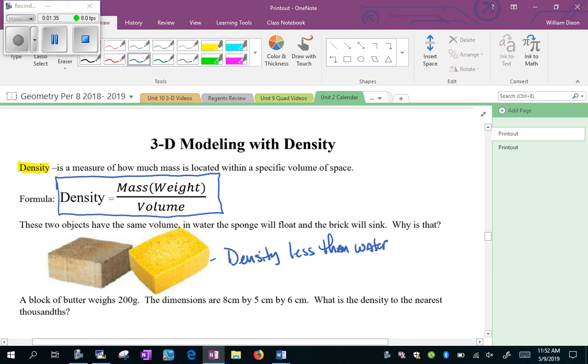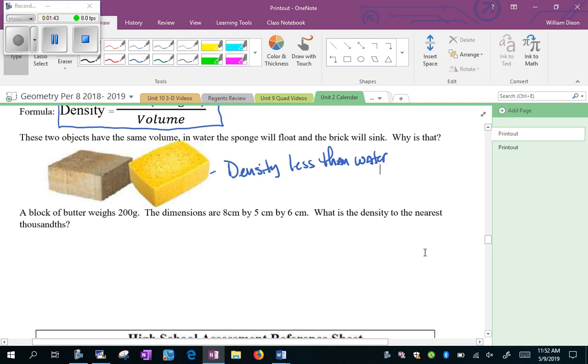All right, now let's take a look at example number 1. It says a block of butter weighs 200 grams. The dimensions are 8 centimeters by 5 centimeters by 6 centimeters. What is the density to the nearest thousandths? All right, so the first thing, I know that density equals mass divided by volume. I know my mass, my weight, is 200 grams.